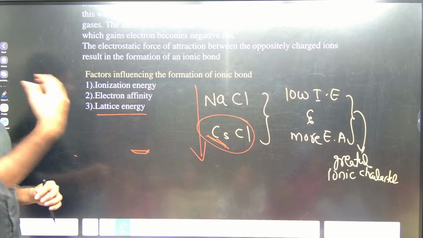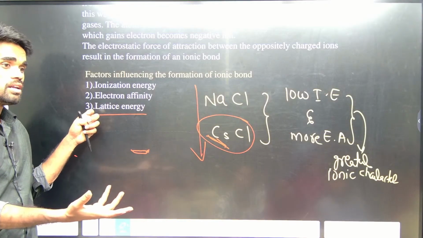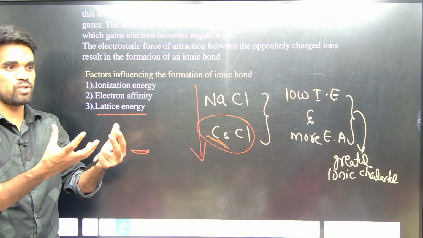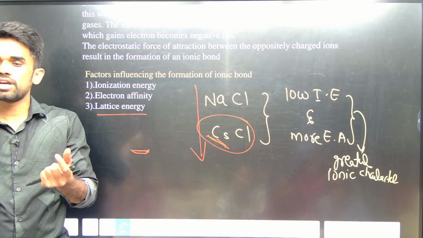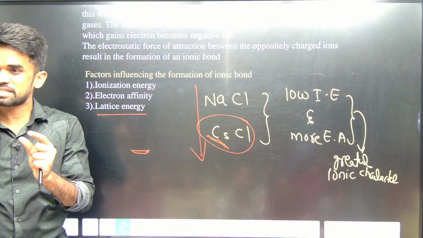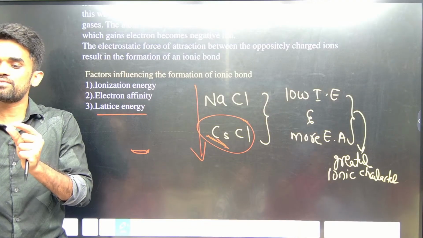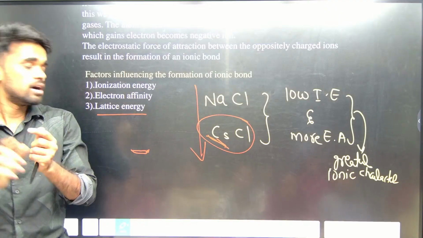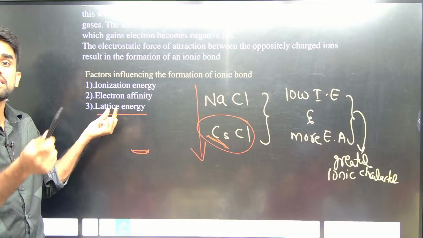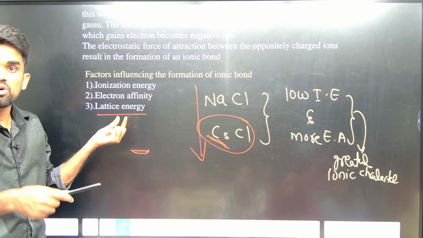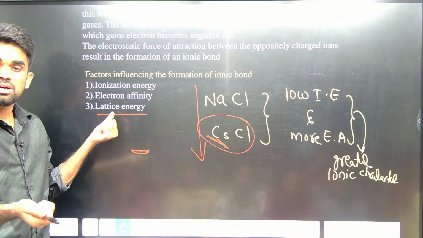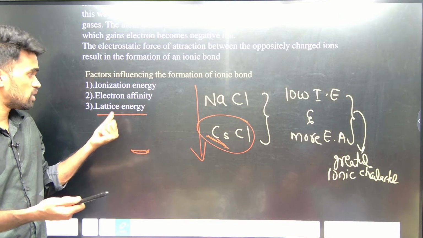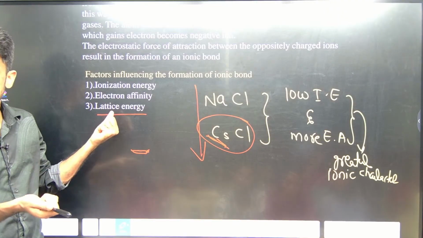So the more ionic the compound, the more is the lattice energy. This is the amount of energy released when a lattice is formed. Sodium chloride is an ionic compound which exists in crystal form. That crystal form is nothing but a lattice structure. During that formation, it releases energy. So the more energy released, the more ionic character it has, and the more lattice energy it has.